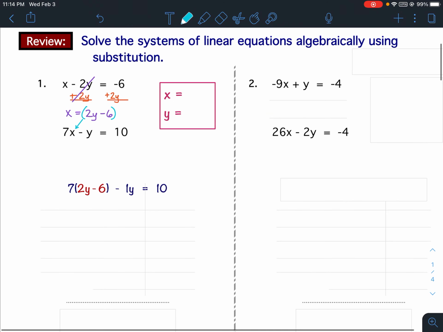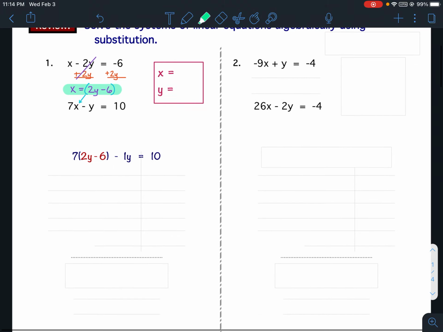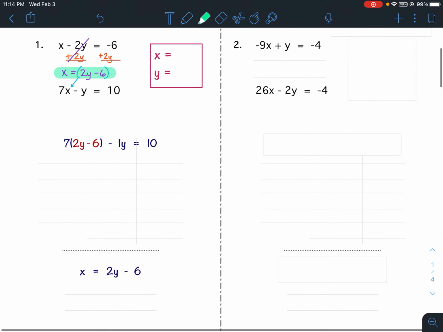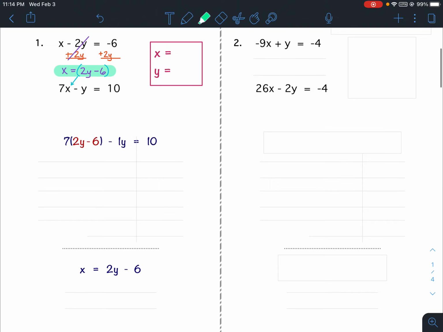So this equation right here that we just solved for, that's what you will use in your second step. So pause your video, get all of that written down. I would go about halfway down the paper before I put that other equation.